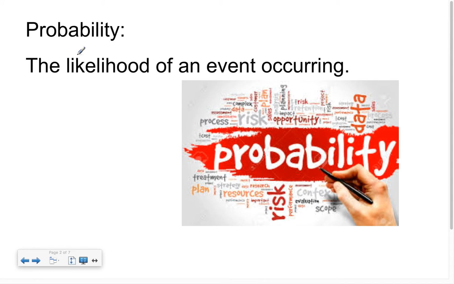So the probability that it's going to rain outside, or that you're going to pick a 2 out of a deck of cards, anything like that, we're looking at the likelihood that the event is actually going to occur. The event would be picking a 2, or flipping a heads. Those are all events.